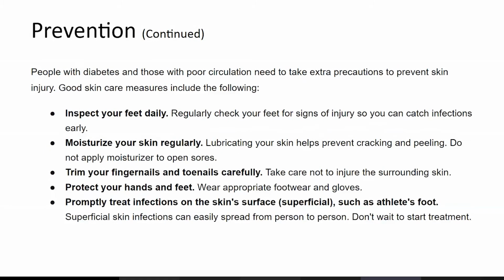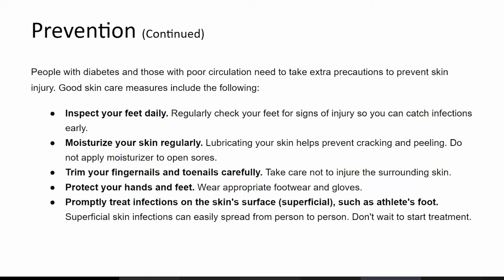Other thing that you can do: people with diabetes and those with poor circulation need to take extra precautions to prevent skin injury. Good skincare measures include, so this is when you just don't have a wound, you need to inspect your feet daily. Regularly check your feet for signs of injury. You just make sure that you don't have any wounds, and if you do, you can apply the precautions that we were talking about earlier.